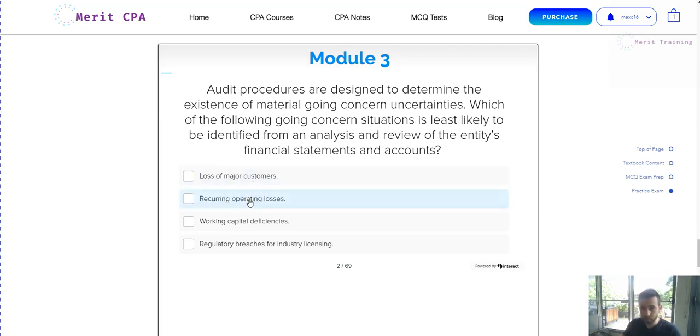Recurring operating losses is another thing that might cause the business to go bankrupt. But we could probably identify operating losses from looking at the financial statements, right? Because it's basically just the P&L, and that will indicate an operating loss. Working capital deficiencies is another thing which, if the deficiencies are big enough, could trigger a going concern. For example, think about Tesla, right? They've got billions and billions of dollars locked up in building new factories all around the world, developing new battery product lines and things like that. A lot in equipment, etc.